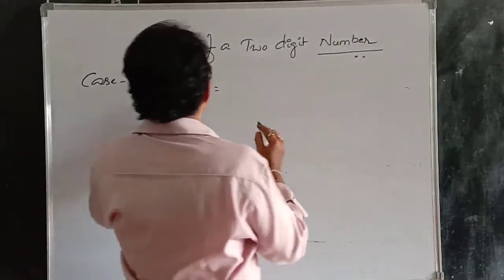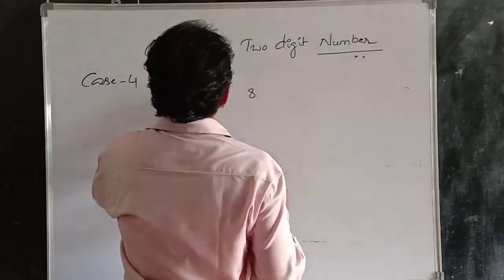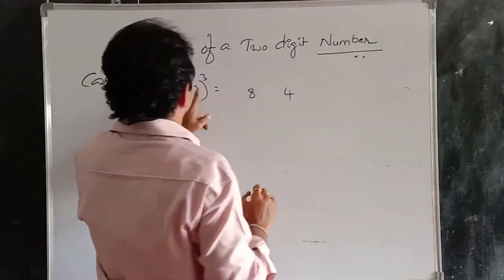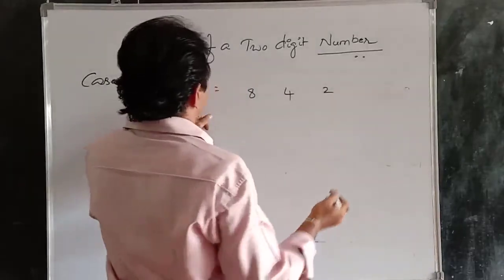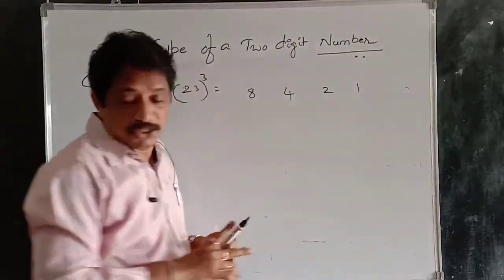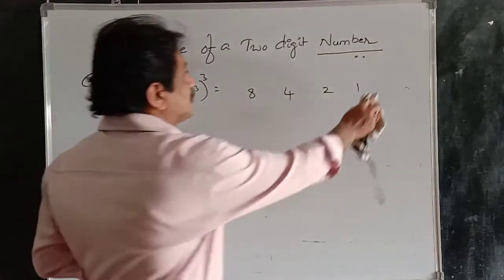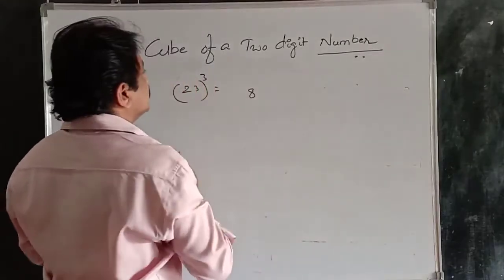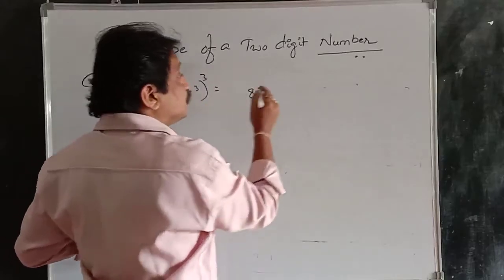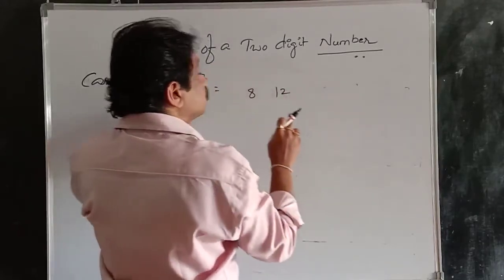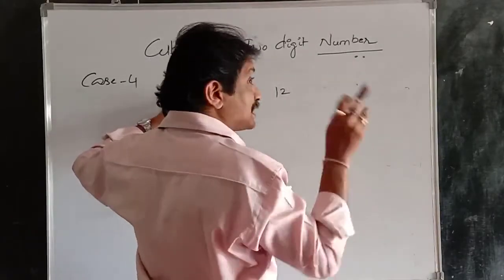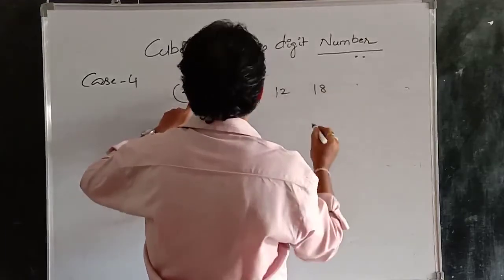Means first one is 2 cube, which is 8. Next, 1 unit decreases: 2 square is 4. Next one is 2. Next one is 1. Before writing all these numbers, you have to do a simple thing. So 8. Next 2 square, which is 4, you have to multiply with 3. 4 threes are 12. Next 2, you have to multiply 3 square, which is 9. 9 twos are 18. 3 cube is 27.